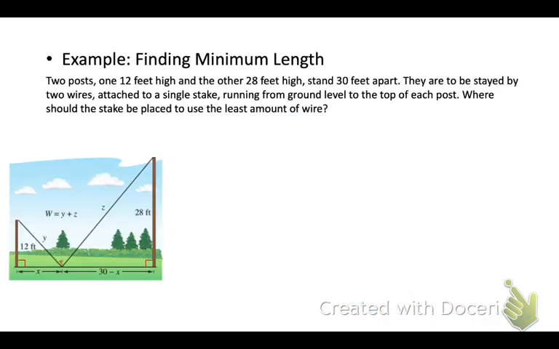So this is the last one. Okay, so 2 posts. One post is 12 foot high. The other post is 24 feet high. They stand 30 feet apart. They are to be stayed by 2 wires attached at a single stake running from the ground level to the top of each post. Where should the stake be placed to use the least amount of wire?